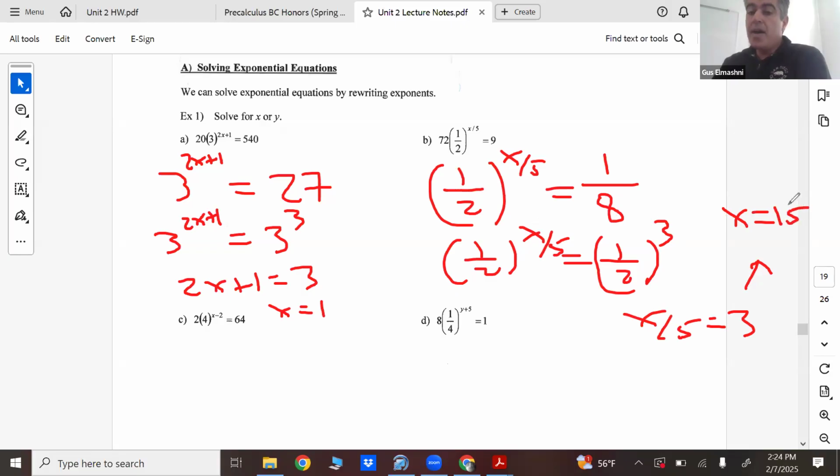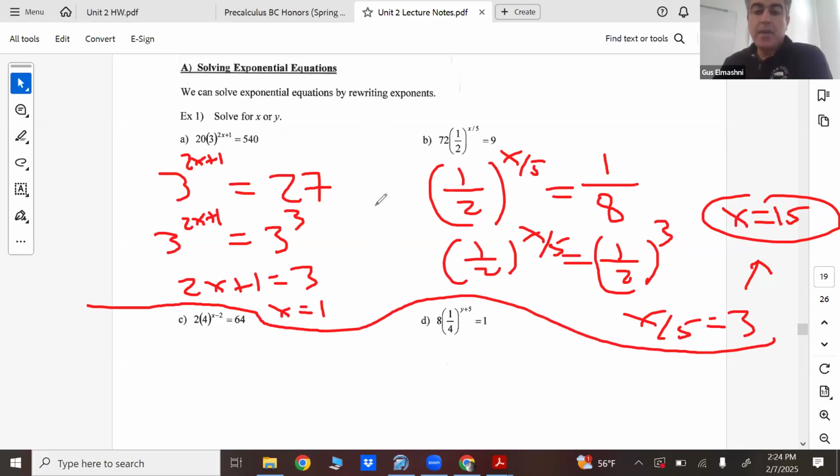You can take logs if you want, but I think sometimes it's more efficient not to if you can help it, because I just don't need to. But yes, you could take log of both sides. Then you could isolate the exponent x using the power property. x over 5 times log half equals 3 times log half. Log halves cancel. It's just an extra step, but you could do that. Or if you want to evaluate log half in the calculator, but not necessary, right? All right. Why don't you guys try C and D?